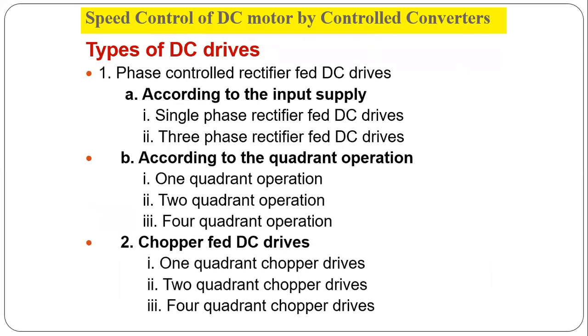Now in this slide we can see the types of DC drive. We will see one by one the different types of DC drive. First one is the phase control rectifier fed DC drive. According to the input supply, the speed control converter has two types: one is the single phase rectifier fed DC drive and the other is the three phase rectifier fed DC motor drive. So these are the two types of controller according to the input supply.